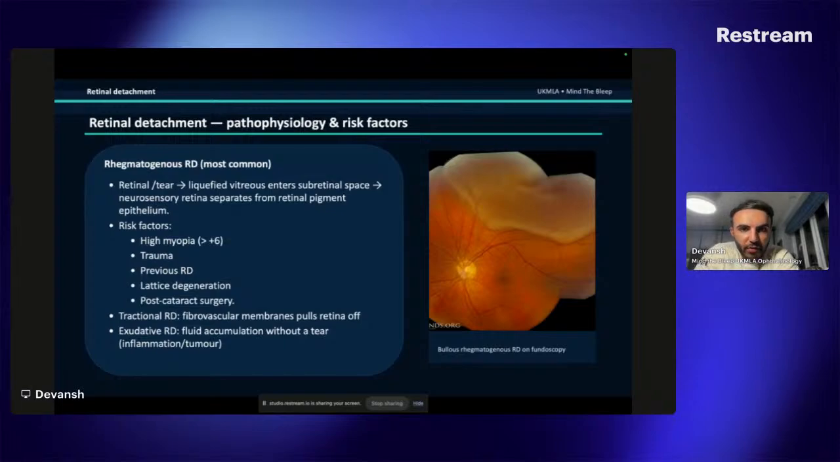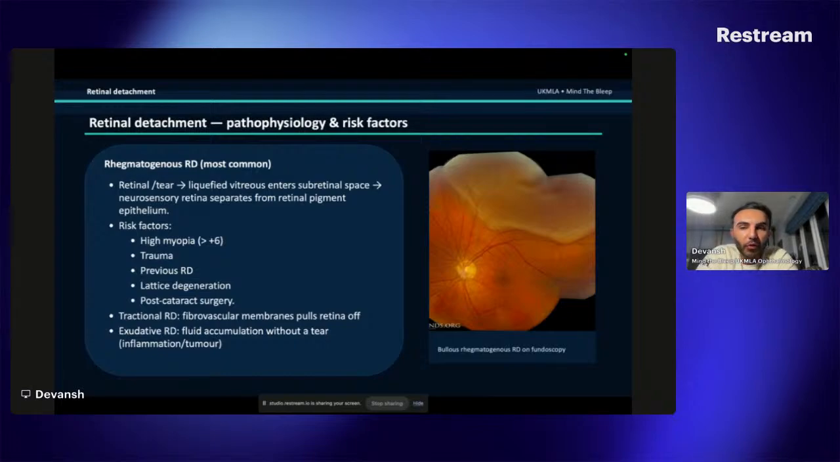So coming on to pathophysiology and risk factors, our risk factors are very similar to what we saw for PBD: high myopia, as we discussed. Trauma can also lead to retinal detachments. Previous retinal detachments can lead to an increased risk of further detachments going forwards. And of course, post-cataract surgery is a risk factor too, which is why we mentioned that in the vignette.